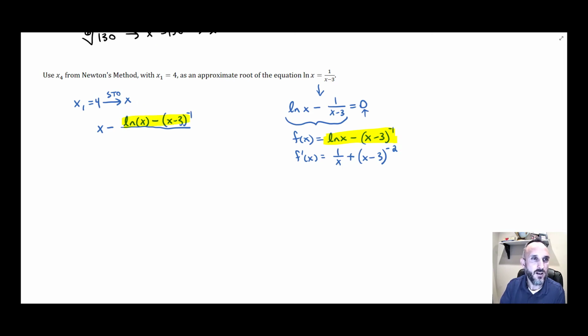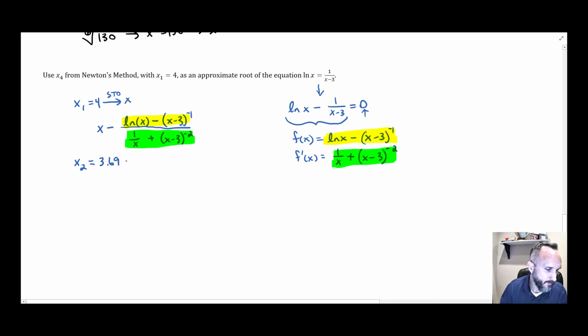On the bottom, we need f prime of x. So if you don't like the fraction, you can always call 1 over x, x to the negative first. But you have 1 over x plus x minus 3 to the negative second. Okay? So this right here, you're going to type that into your calculator, and that's going to give you your x sub 2. And what I have for x sub 2 is 3.690964511.